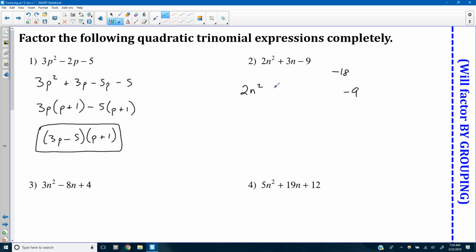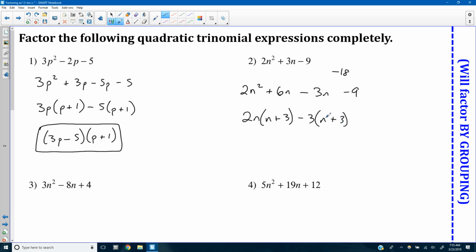Now, I could write minus 3n and plus 6n, but I like to divide this 2 out, so I'm going to write plus 6n minus 3n. Again, personal preference. You can do either way, it will still work. I can factor out a 2n, and I'm left with n plus 3. I can factor out a negative 3, and I will have n plus 3.